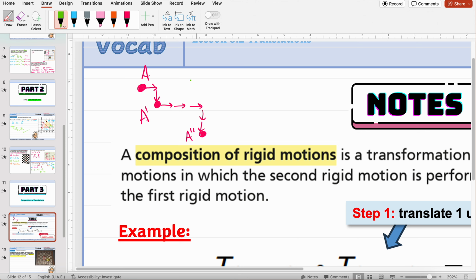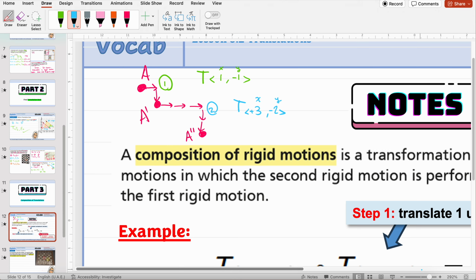I would say that from A to A prime, this is the first translation I did, which is what? I moved it 1 to the right, 1 down. This is the first translation. The second translation is from A prime to A double prime. What did I do? I did 3 to the right on X, 2 down on Y, okay?